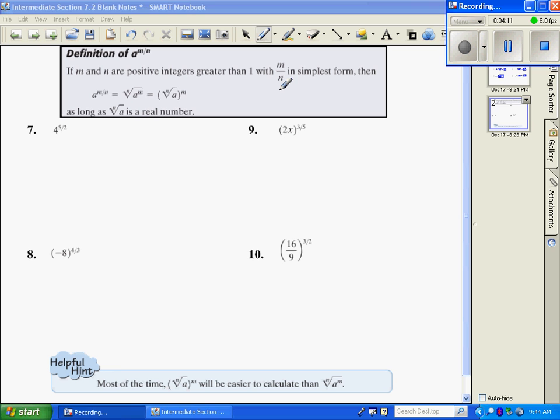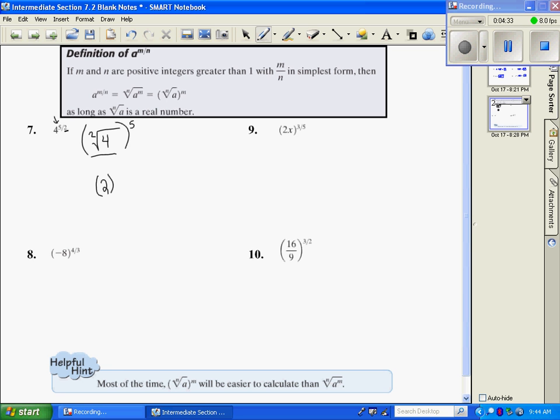So if I have 4, and since it's a fractional exponent, remember my denominator is my index, and then I simply put that whole thing in a parenthesis and raise it to the 5th power. Raise it to the numerator's power. Now I'm going to evaluate the inside first. What is the square root of 4? What square gives me 4? So it's 2. And then I put my parentheses back around it and evaluate 2 to the 5th power. Now remember, that means 2 times 2 times 2 times 2 times 2, which is going to be 32.